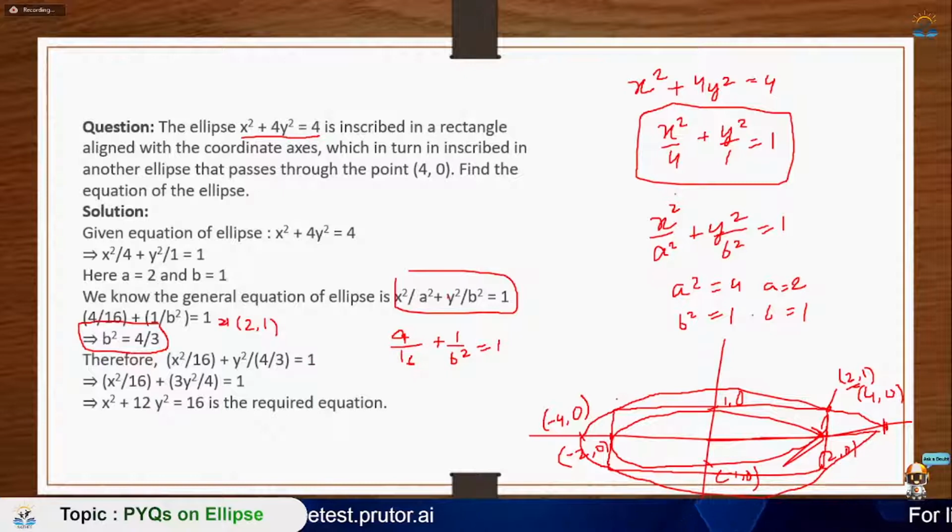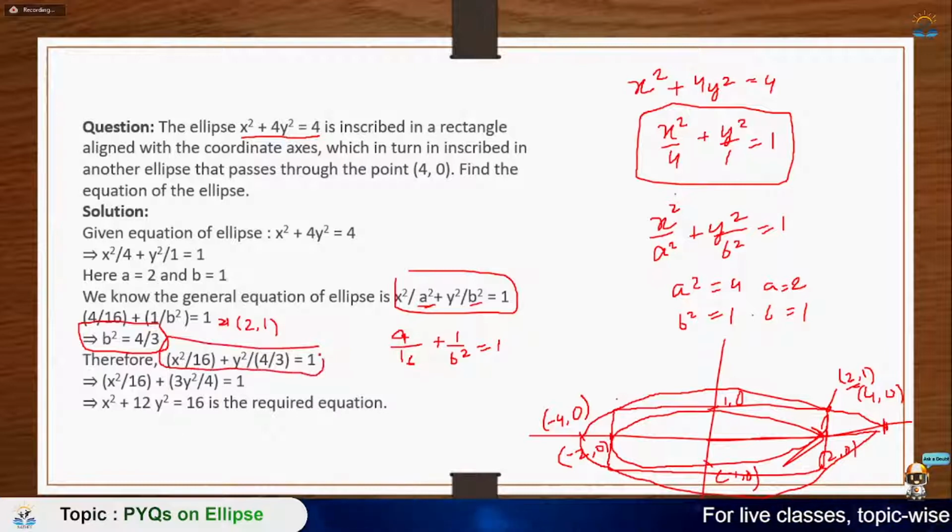So put the value of b square in the equation. You know that a square is 16, b square is 4 by 3. Just put down the values and you will get your final answer as x square by 16 plus 3y square upon 4 equal to 1. So this is the final answer.